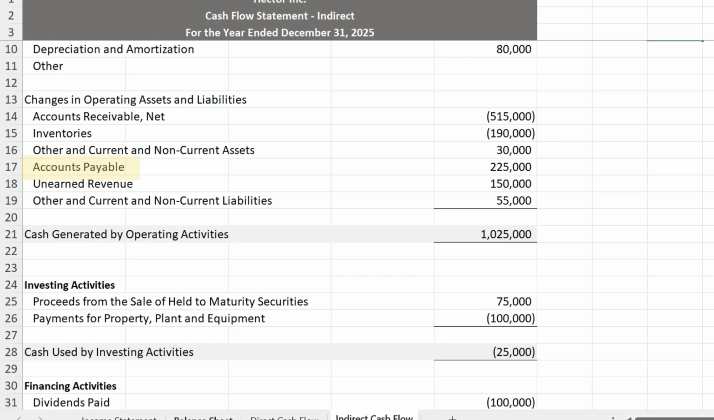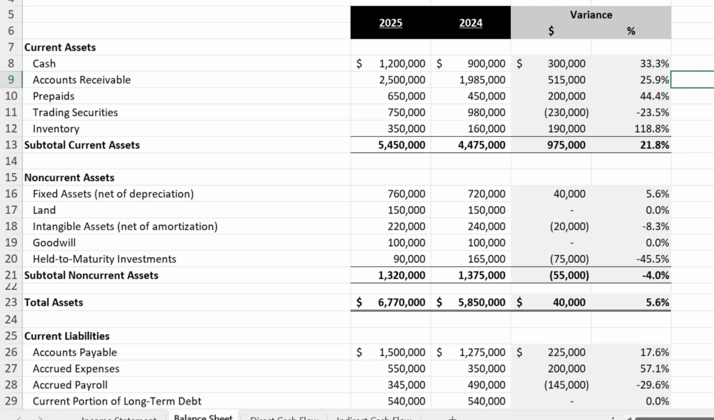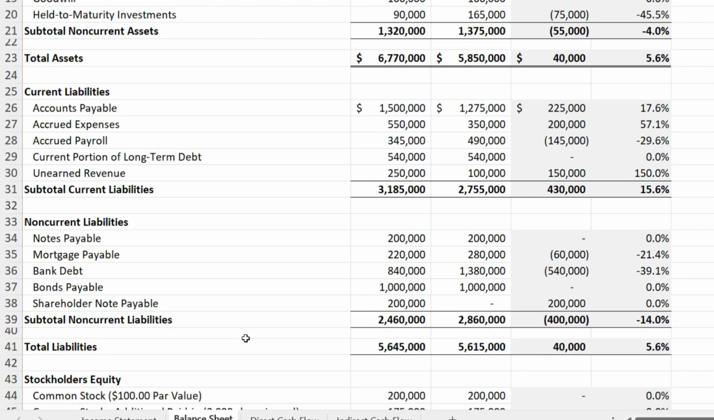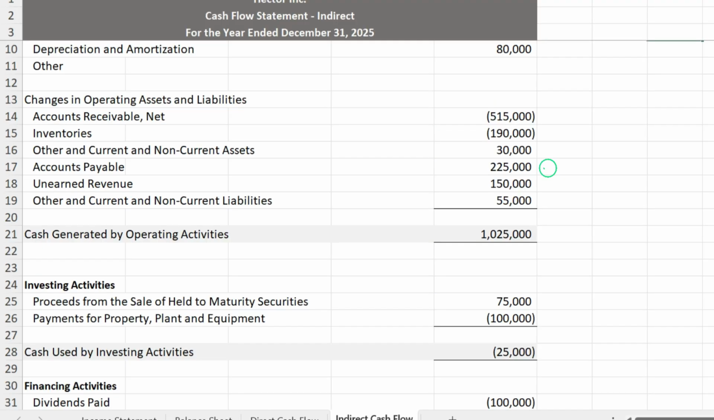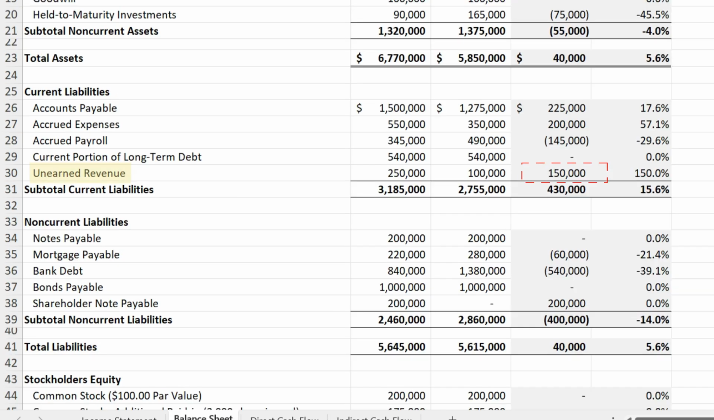So I'm going to do the same thing with the liability section. I'm going to go back to the balance sheet for accounts payable, and I'm going to grab the difference year over year related to accounts payable. And then I'm going to do the same thing for unearned revenue. I'm going to go to the balance sheet again. I'm going to look for the change year over year. I'm going to factor that into my cash flow statement.